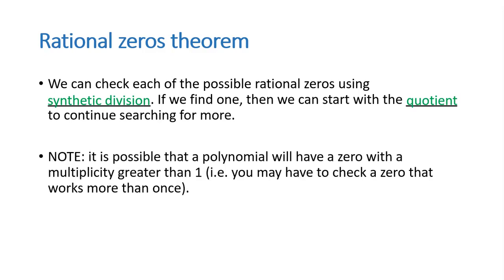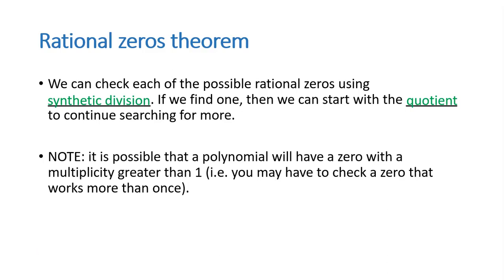Now, one thing we need to keep in mind is that it's possible that a polynomial will have a 0 with a multiplicity greater than 1. We looked at this situation before when we were talking about graphing polynomial functions. Multiplicity tells us what's going to happen on the graph at that x-intercept, and depending on how our polynomial is factored, if a factor is repeated, then that particular 0 has a higher multiplicity than 1.